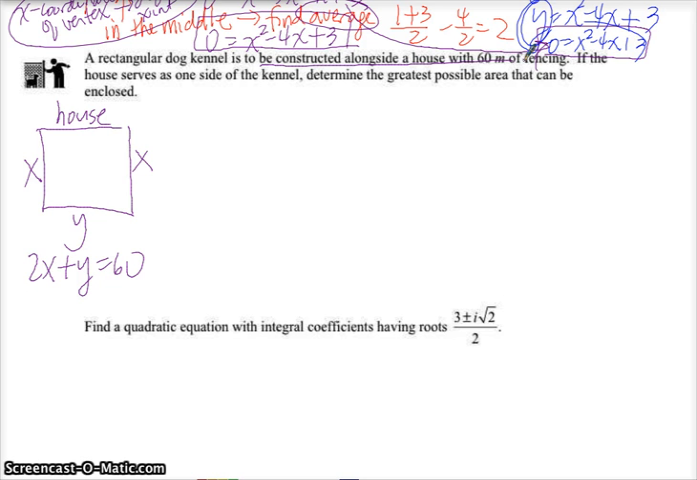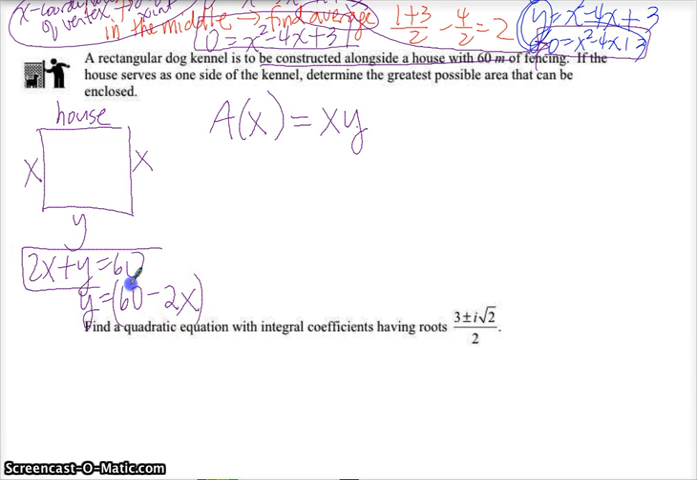Okay, well, greatest possible area. So I'm trying to find the maximum area, so it's a function of what? Well, it's a function of its dimensions. So I would find the greatest possible area if I multiplied the two dimensions to each other. Okay, x times y, length times width. But I can't have two different variables, so I have to substitute in for y.